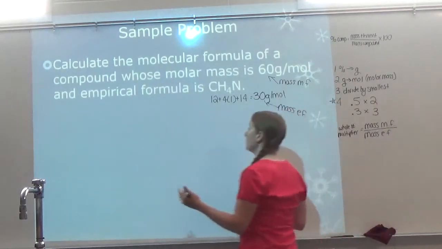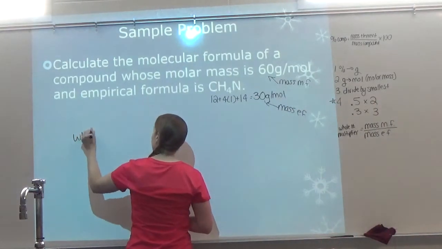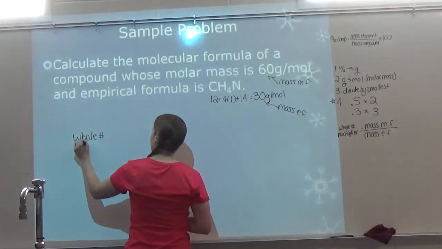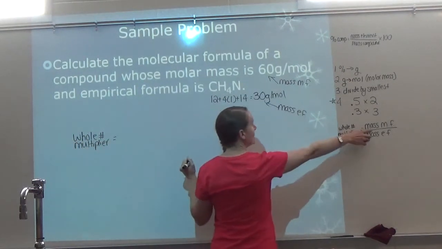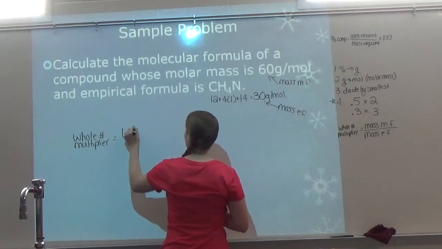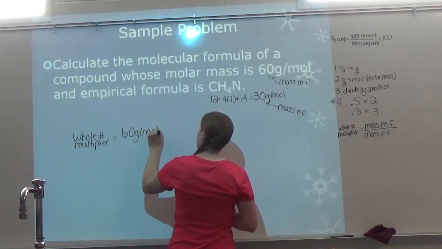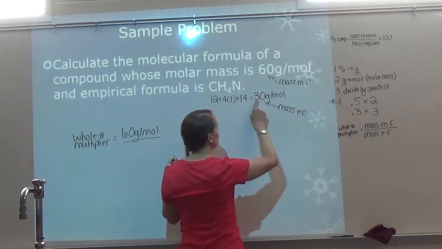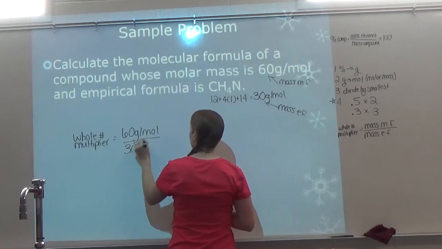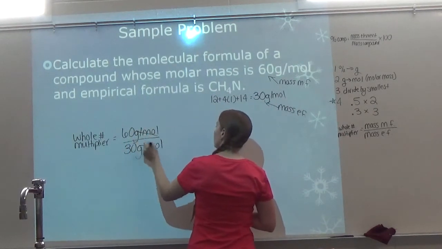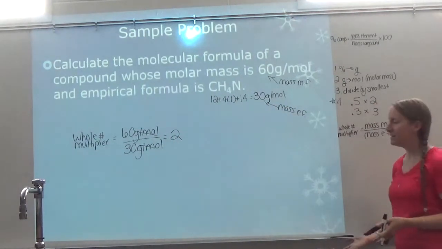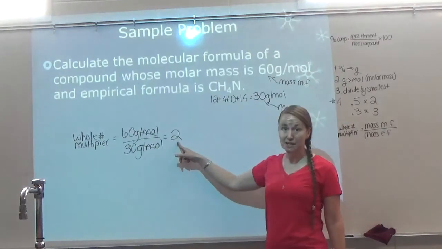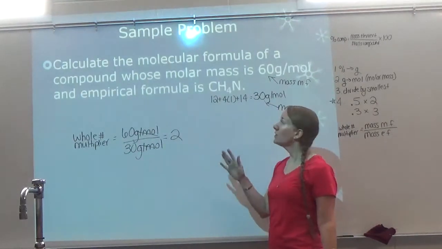So remember, my whole number multiplier is the mass of the molecular formula, which is 60 grams per mole, divided by the mass of the empirical formula, which is 30 grams per mole. If you look, my grams per mole cancel and I get a 2. What does the 2 mean? Because a lot of you think this is the answer. Remember, in the last video we talked about what the answer is.